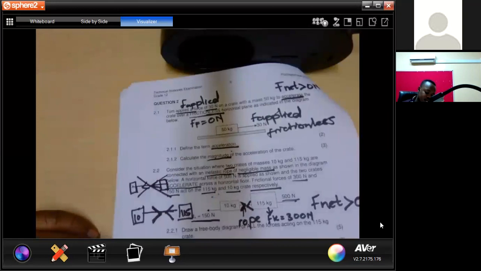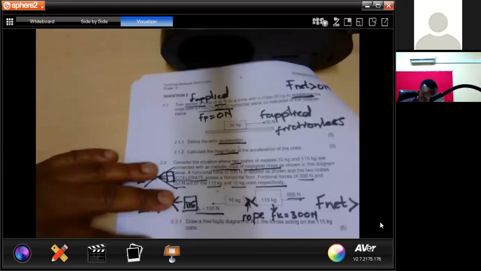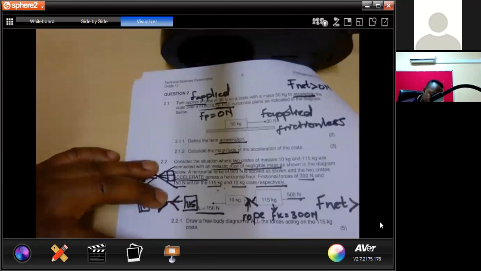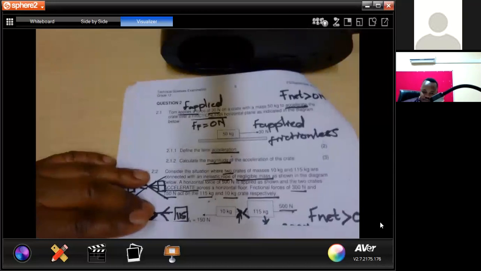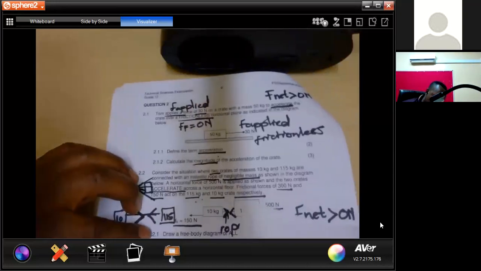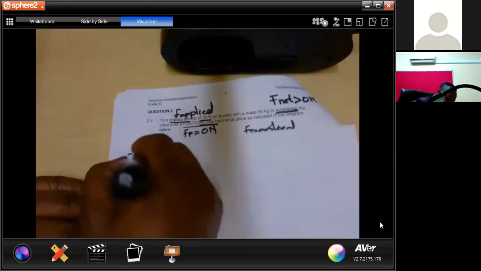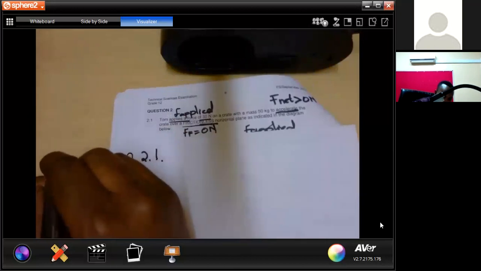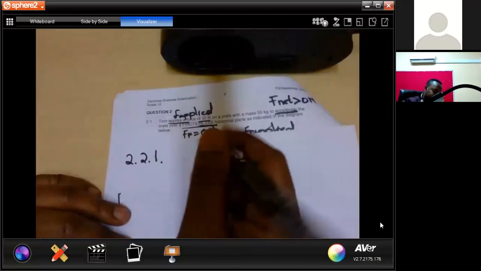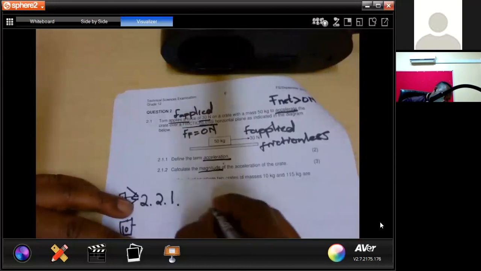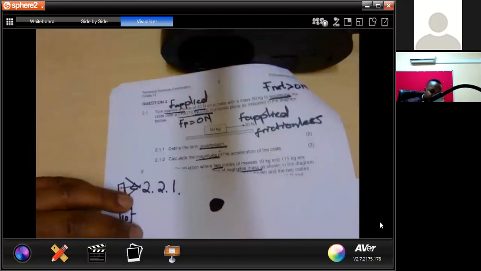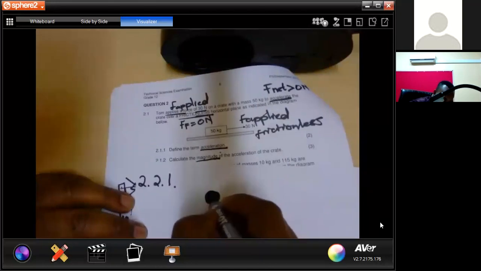Now we are required to draw a free body diagram of all the forces acting on the 115 kilogram crate. Now, this is the 115 kilogram crate. So the question is 2.2.1. Now, here what you will see is that it's a free body diagram, so we make our dot, right? I prefer to make my dot big, and nicely round.